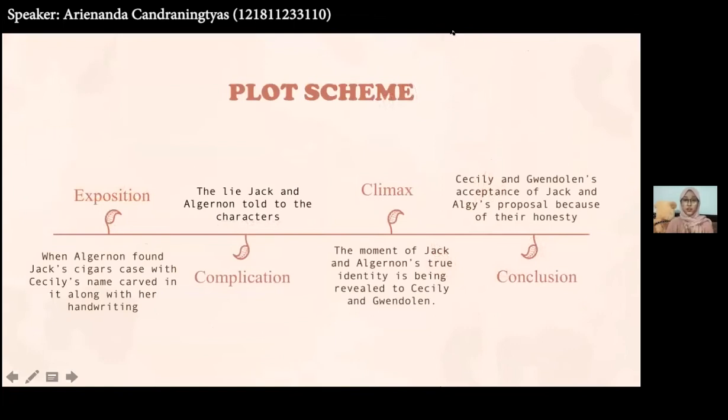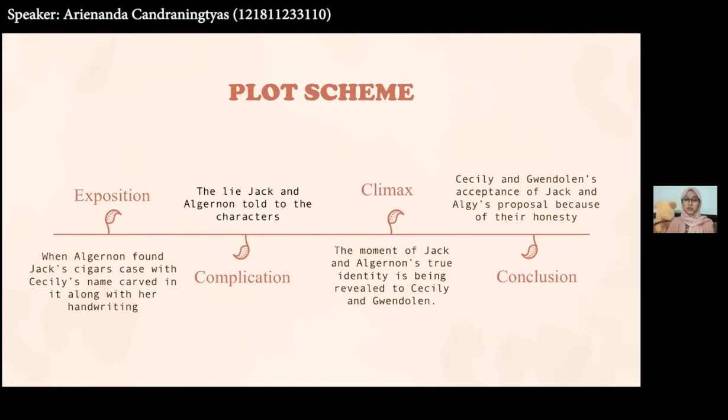So, next we have the plot. The first phase is exposition. Exposition occurs when Algernon finds Jack's cigarette case with Cecily's carved name in it and her handwriting. The second one is complication. The complication occurs when Jack and Algie tell their lies to other characters in the play. The third one is climax. It is the moment when Jack and Algie's true identities are revealed to Cecily and Gwendolen. And finally, the last phase is conclusion. The conclusion happens when Cecily and Gwendolen accept Jack and Algie's proposals because of their honesty.